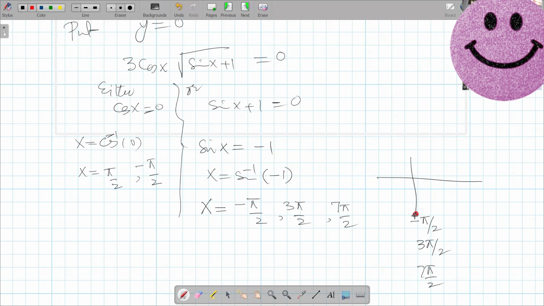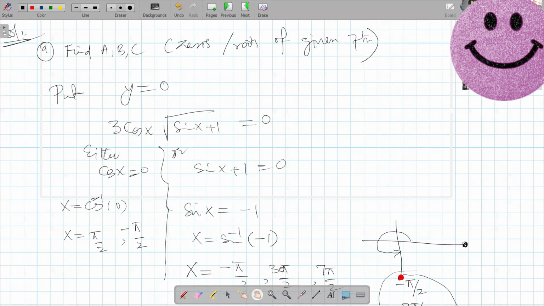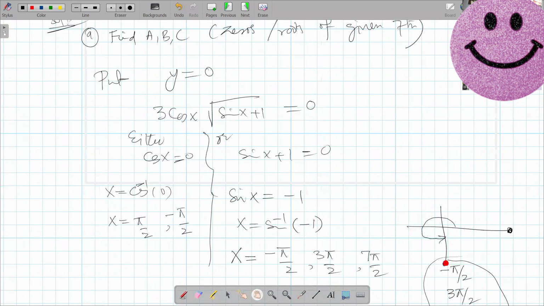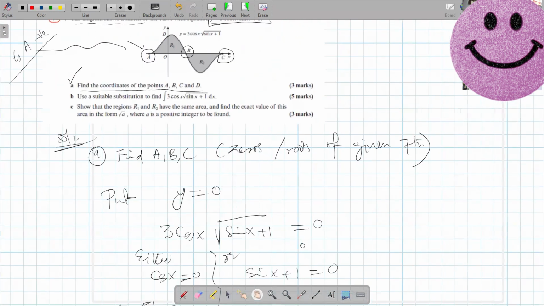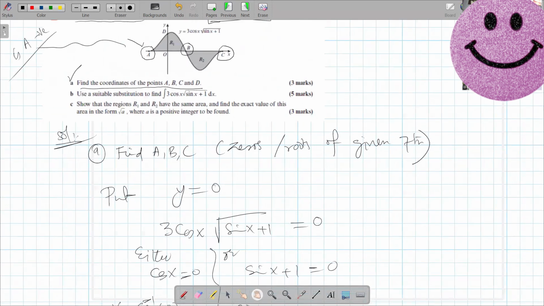If the terminal ray of the angle is at this point, and the initial ray is here at the x-axis, then all these angles are at this red point. These all are angles like this. So we have got all these x values. Choose any three of them.